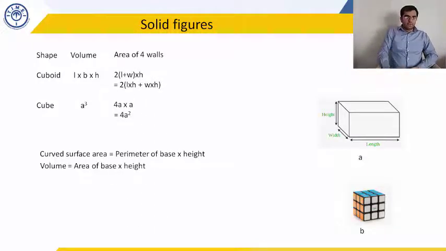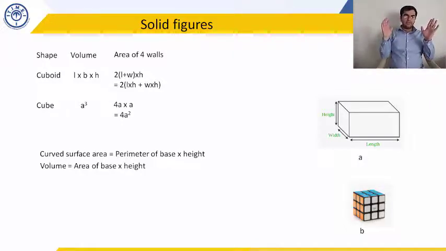The area of the 4 walls is the curved surface area. And as I mentioned, it would be 2 times L plus W, that's a rectangular base floor, multiplied by height. And for a cube, the base is a square. So what is the perimeter of a square? 4A multiplied by A. That becomes 4A square.